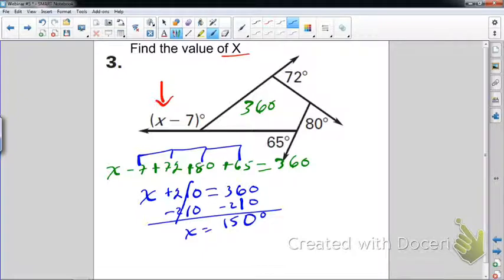Again, with this one, I could also ask you, okay, now that you know what x is, go ahead and substitute it in here, and then give me exactly what the exterior angle, which will be this one right here, is going to be. So there are multiple ways of me asking you the same question.